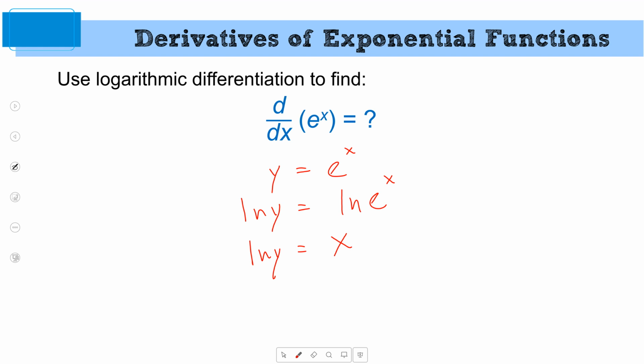Take the derivative of both sides. What's the derivative of natural log of y? Natural log of y prime? No. Y prime over y. Y prime over y. What's the derivative of x? 1 over x? No, sorry.